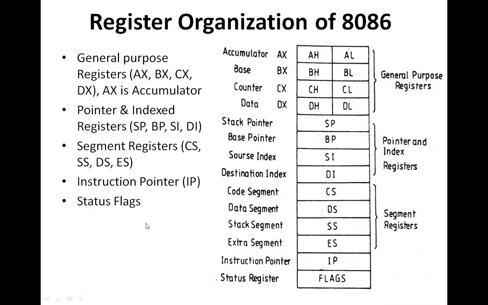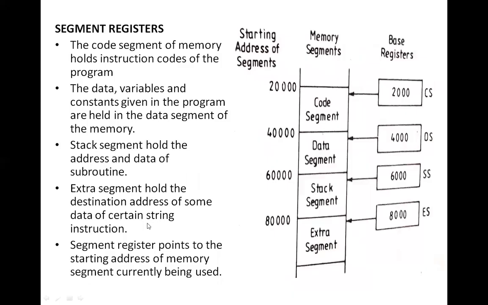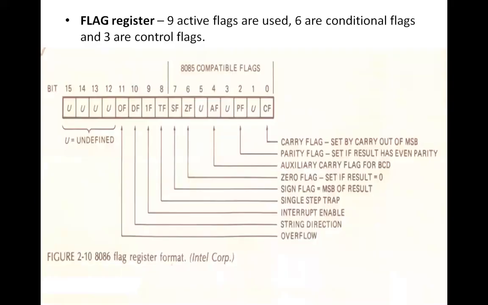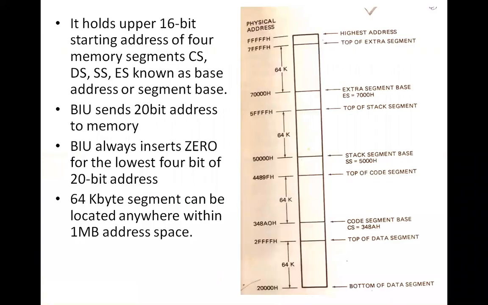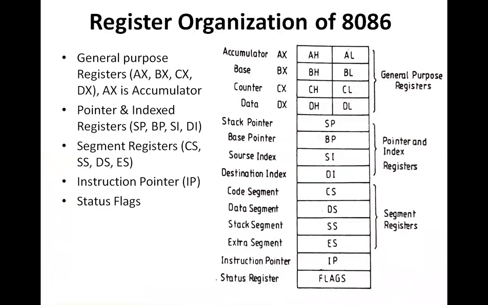And besides that, we have 4 more flags: direction flag and overflow flag. We have the carry flag, parity flag, auxiliary carry flag, zero flag, and the sign flag the same as the 8085. But besides that, we have 4 more flags: single step trap, interrupt enable, string direction, and overflow. So these 4 flags are additionally used in the 8086.